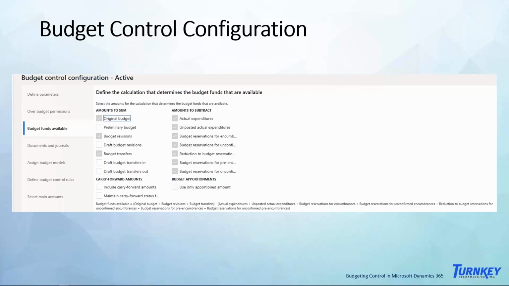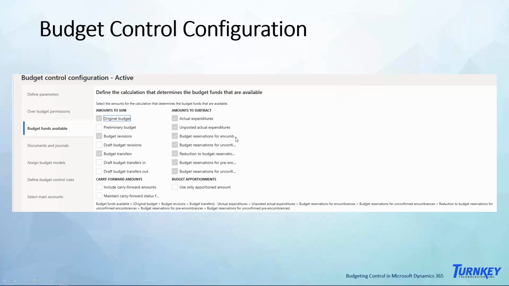One important thing here is F&O allows you to set up how you want to control your budget, and that's what flexibility means. So in this area, you can see all the different things that are going to be part of my subtraction of budget on the right side. So I'm saying that I will have actual expenditures here. I will have unposted actual expenditures. So if I just type in a journal, that journal is going to reduce the amount that I have of my budget, even if it's not posted.